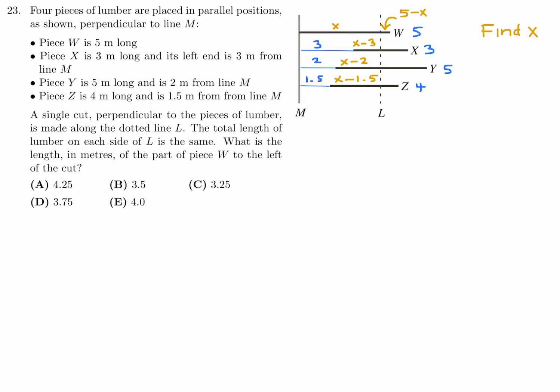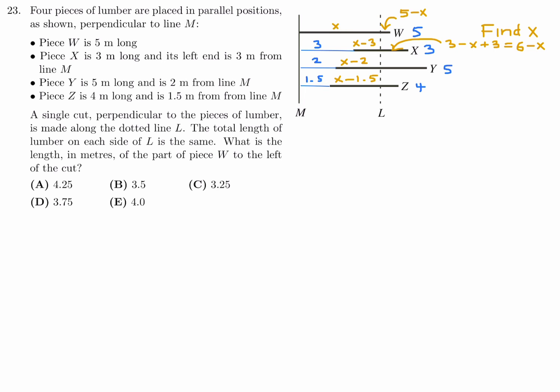All right. Now we get to the other side. Well, this part we already labeled 5 minus X, so that's done. This, well, the whole thing is 3, and this part is X minus 3. So this part has got to be 3 minus (X minus 3). So it becomes 3 minus X plus 3, and that is 6 minus X. Okay, so I hope you understand how I did that.